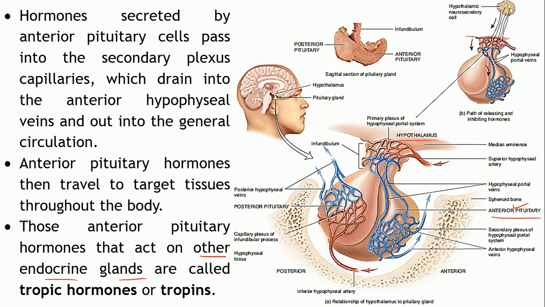So that's why the hormones which are produced by the anterior pituitary are also known as tropic hormones, or tropins. Okay, so the name indicates that they are stimulating the release of some other hormone from some other gland. That's why these are known as tropic hormones or the tropins.